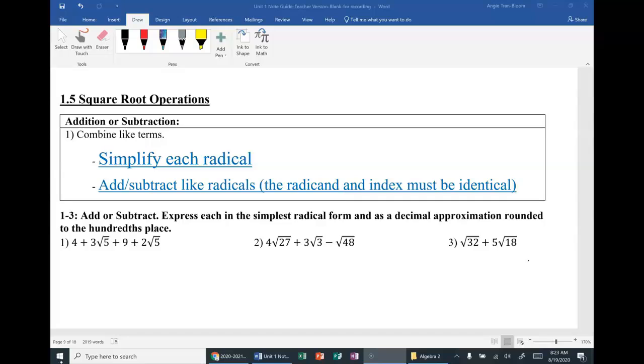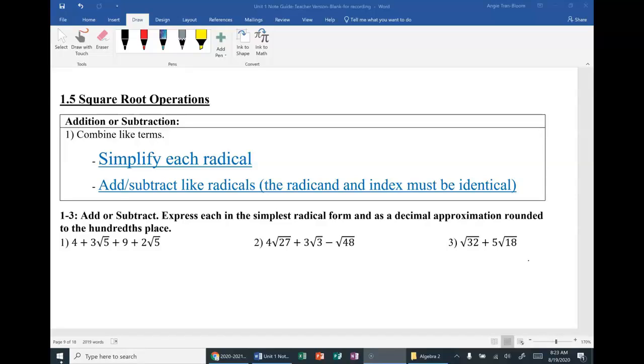In your box, you have a couple blank lines there. This is the part where you want to fill in the blue words here. So when you're adding and subtracting radicals, you do it in the same way as adding and subtracting variables. First, you want to combine like terms. Then once you're done combining like terms, just like other adding and subtracting expressions, you want to simplify the radical.